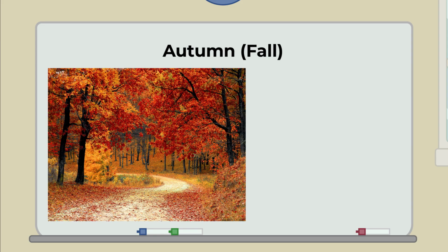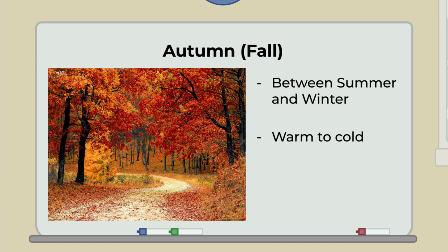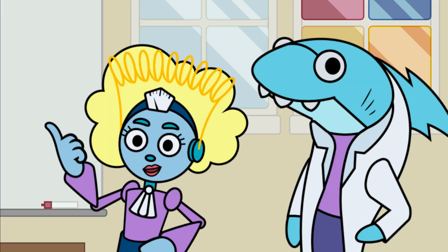And lastly, autumn or fall. Autumn is the season between summer and winter. The warm summer temperatures little by little decrease to the cold of the winter. Autumn is in September, October, and November. Did you know that the windiest season is the spring?